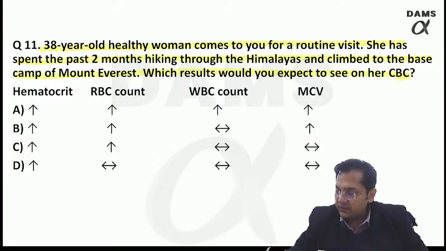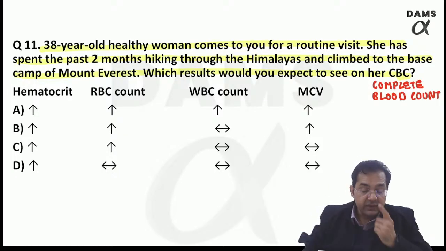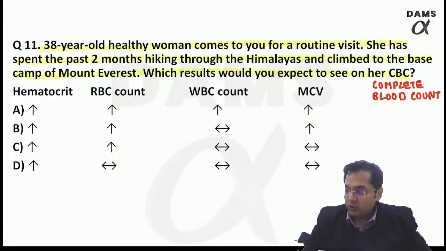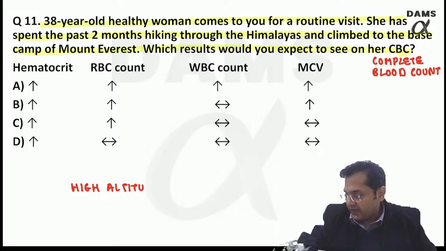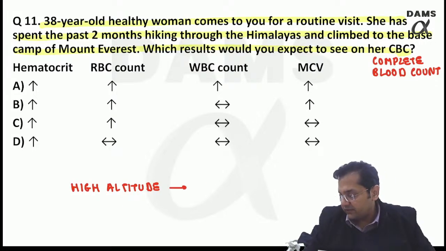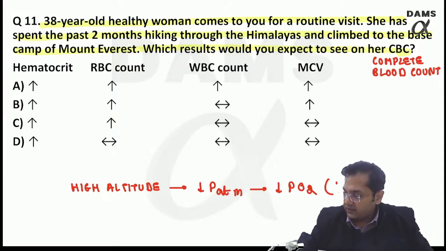CBC होता है complete blood count. So very interesting question. What will be seen in the complete blood count? ठीक है, ध्यान से देखिए question. इसमें 2 लॉजिक हैं. When the person goes to high altitude and is living there, high altitude पे such as Mount Everest, the main interesting thing which you need to know is atmospheric pressure is less. Atmosphere का pressure कम होता है, जिसकी वजह से there is decrease in partial pressure of oxygen. ठीक, this is famously known as hypoxia.